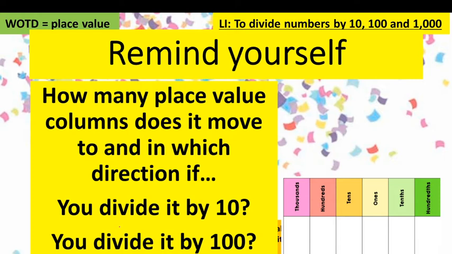Okay, so before we move on to dividing by 10, 100 and 1000, we're just going to remind ourselves of what we did in our last couple of lessons. Remind yourself, how many place value columns does it move and in which direction if you divide a number by 10? And the same question again, but for if you divide it by 100.